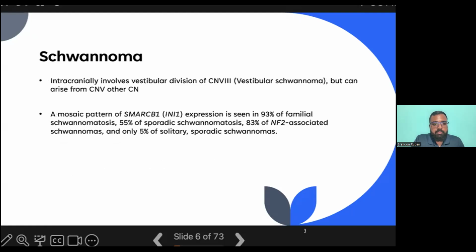Intracranially, it involves the vestibular division of cranial nerve 8, where they are known as vestibular schwannoma, but can arise from other cranial nerves. A mosaic pattern of SMARCB1 INI1 expression is seen in 93% of familial schwannomatosis, 55% of sporadic schwannomatosis, and 83% of NF2 associated schwannomatosis, and only 5% of solitary sporadic schwannomas.